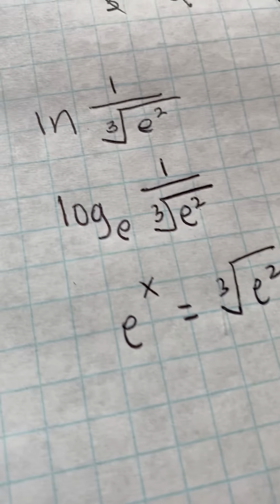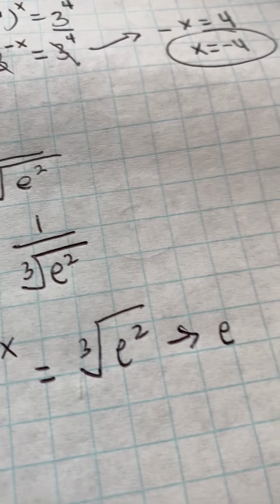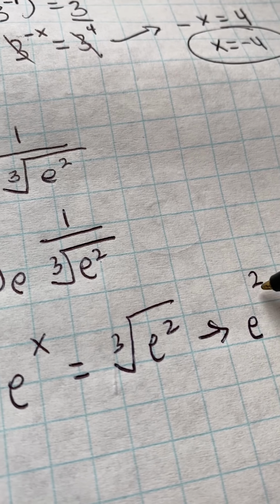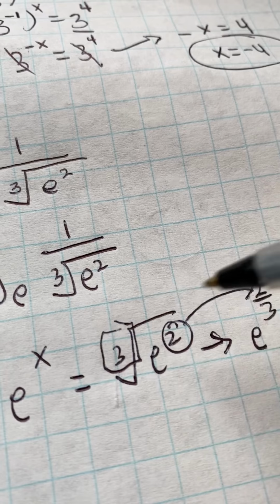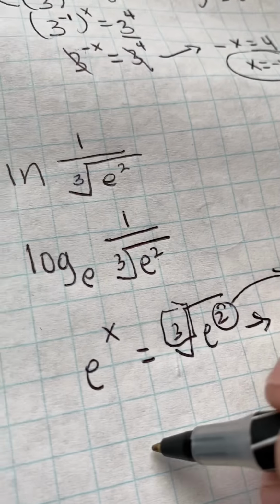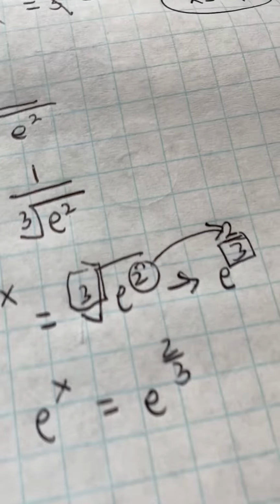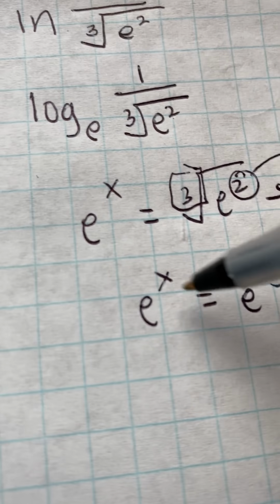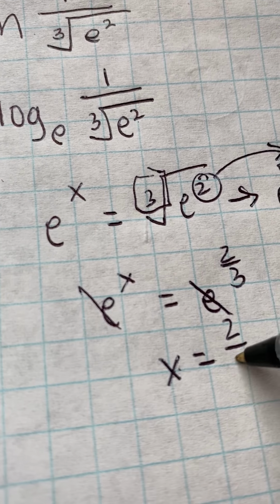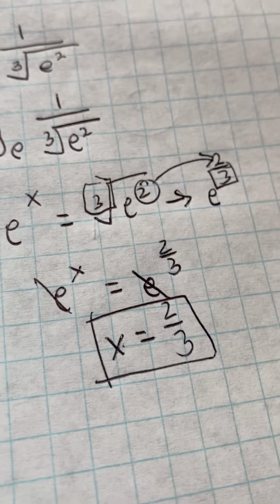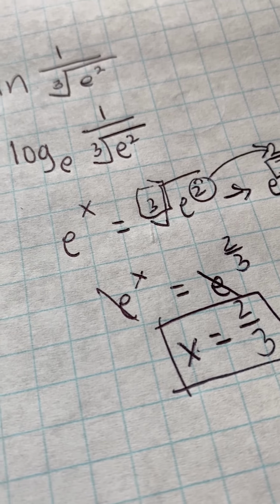We want them both with the base of e. We can write the cube root of e squared in exponential form as e to the power of 2/3. Again, that exponent becomes your numerator. The root becomes your denominator. So we have e to the x equals e to the 2/3. We have the same base, drop the bases, and we get x equals 2/3. And that would finish off your answer for 24. So the power of 2/3 would be your answer.